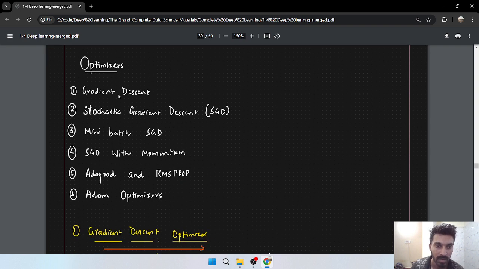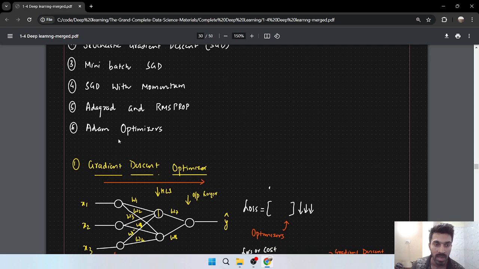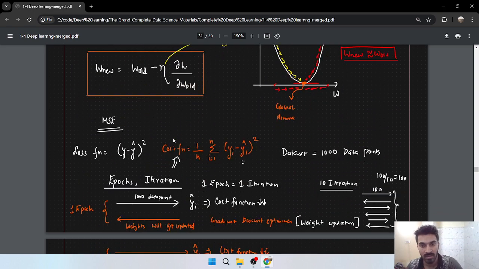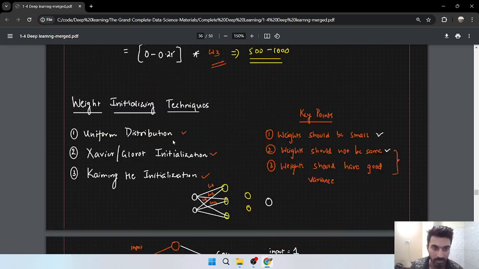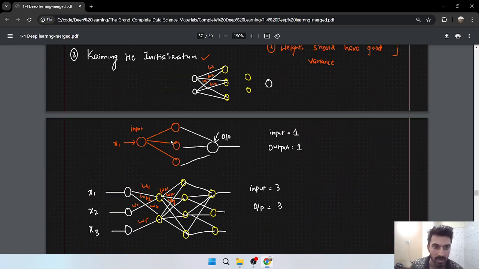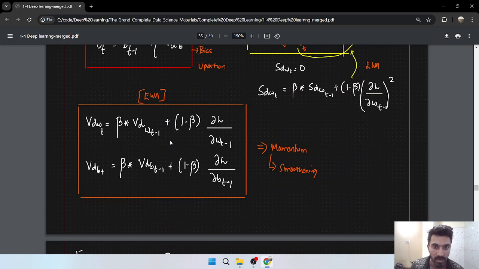Smoothing is applied in both of these optimizers. Basically, we have learned gradient descent, SGD, mini-batch, SGD with momentum, Adagrad, and the Adam optimizer. We have covered all of these.